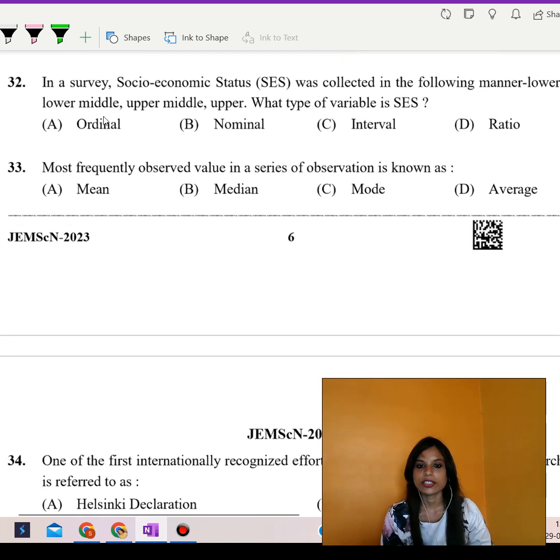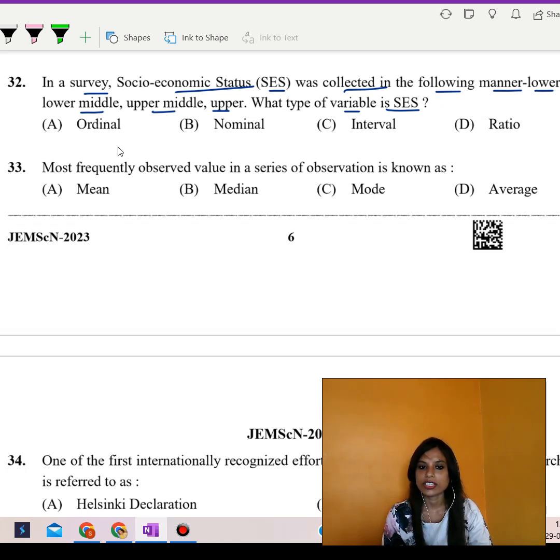Next question. In a survey, socioeconomic status, that is SES, was collected in the following manner: lower, lower middle, upper. What type of variable is SES? Now this would be ordinal. Socioeconomic status, that is SES, is an ordinal variable. What are ordinal variables? Ordinal variables have categories with a meaningful order or ranking, okay? But the differences between the categories are not necessarily equal or measurable, okay? Moving over to the next question.